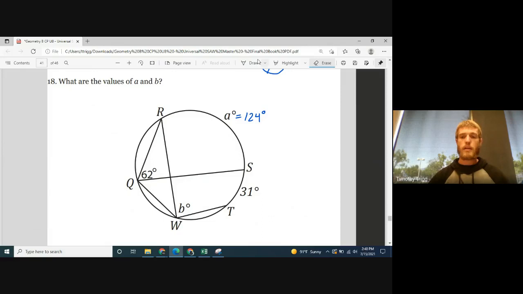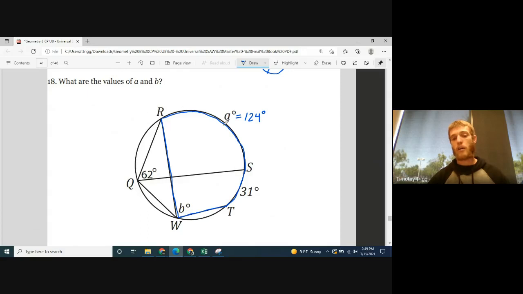Now, let's take a look at the next. Now we want to find this angle B, right? So that's angle RWT. Now that covers the arc from R all the way to T. Okay, you see that? So what's this arc from R to T?